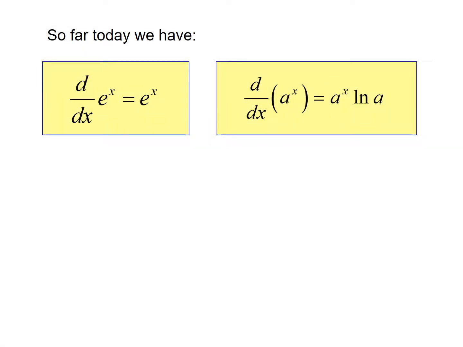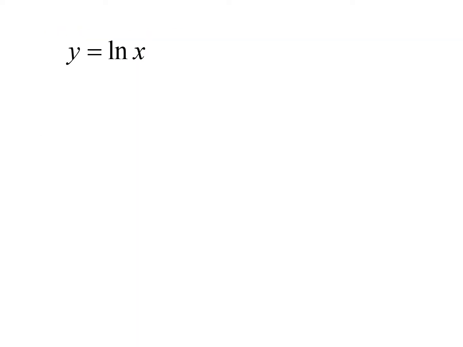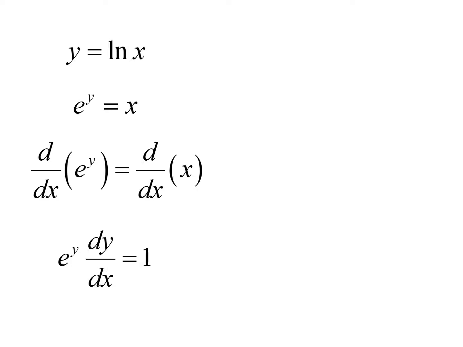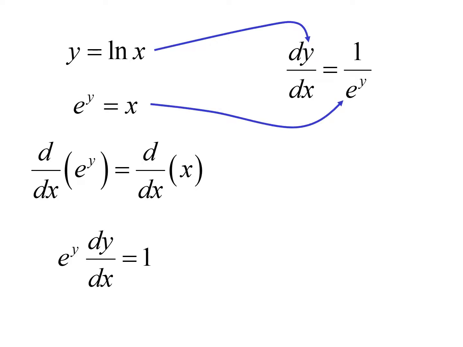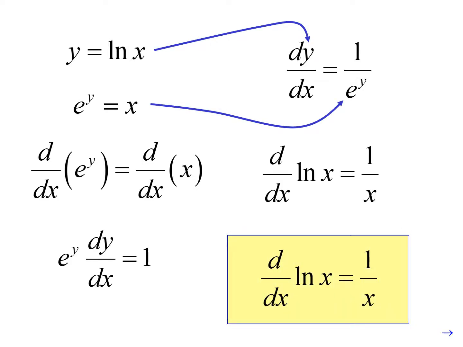Okay, so here's what we have so far. The derivative of e to the x is e to the x. The derivative of a to the x is a to the x natural log of a. And now we're going to take a look at the derivative of natural log of x. So we're going to rewrite this as e to the y equals x. And we can use implicit differentiation. The derivative of e to the y is e to the y times the derivative of y with respect to x. Derivative of x is 1. So we have 1 over e to the y, but we've already said that e to the y is equal to x. So that's 1 over x. So the derivative of natural log of x is 1 over x.